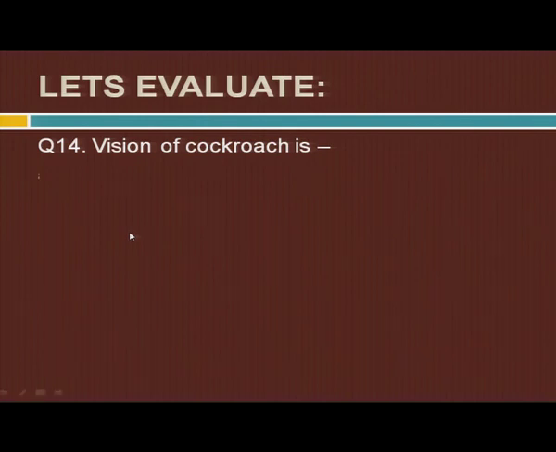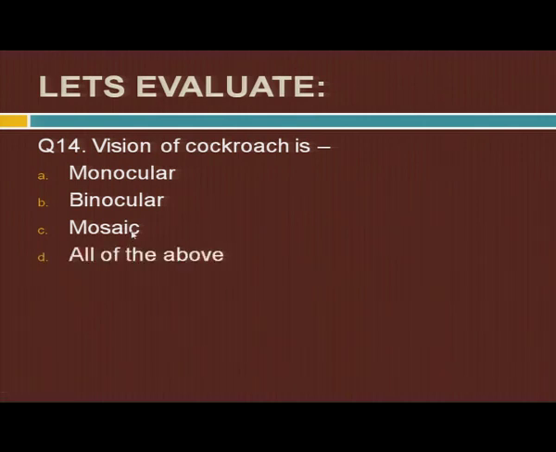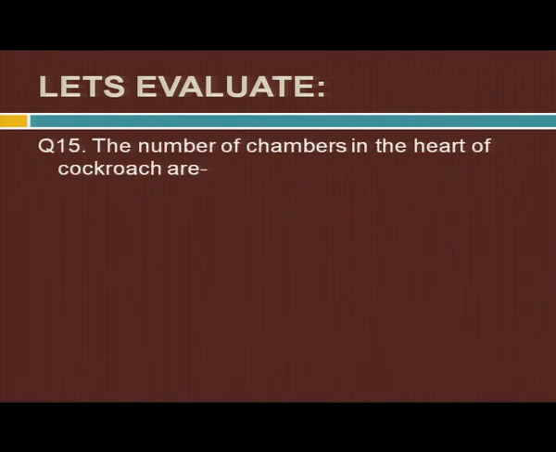Next question. Vision of cockroach is monocular, binocular, mosaic, all of the above. Again we learnt about this peculiar characteristic of the compound eye seen in cockroaches, that they are formed of many ommatidia, and single ommatidia form individual images. These are combined together and then interpreted in the brain, and this is why this type of vision is known as mosaic vision. So, the correct answer is C, mosaic vision. Next question. The number of chambers in the heart of cockroach are 13, 9, 12, 15. We have learned that there are 13 chambers in the heart of a cockroach. So, this is all about the evaluation.